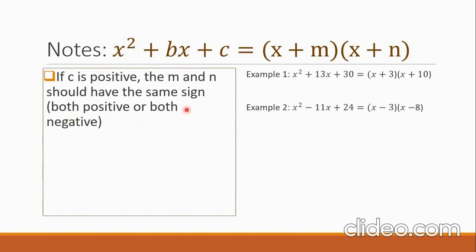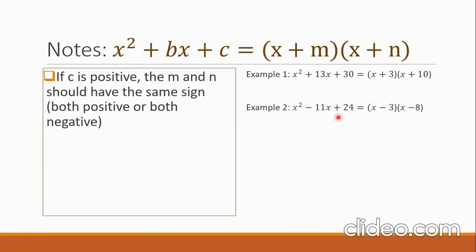Look at our previous examples 1 and 2. In example 1, the constant is 30 and positive. So look at our factors here. The 3 and 10 are both positive. Also, the sign of the b will tell us that the signs of the m and n should be both positive.